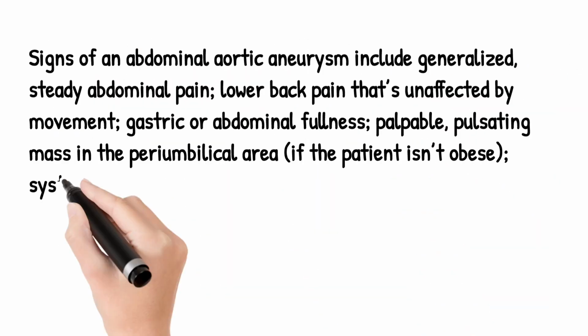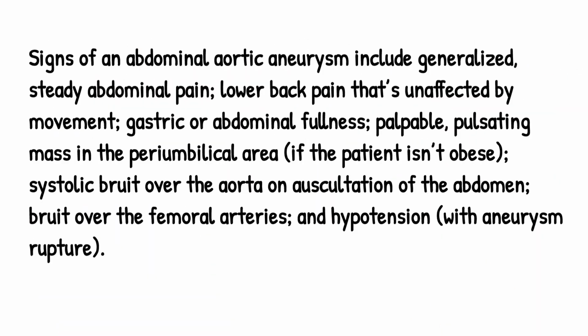Signs of an abdominal aortic aneurysm include generalized steady abdominal pain, lower back pain unaffected by movement, gastric or abdominal fullness, palpable pulsating mass in the periumbilical area, systolic bruit over the aorta on auscultation of the abdomen, bruit over femoral arteries, and hypertension when the aneurysm ruptures.